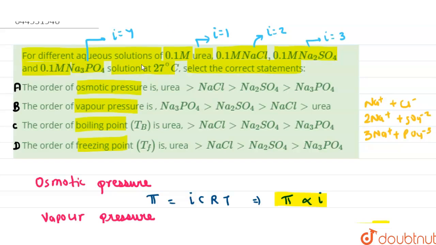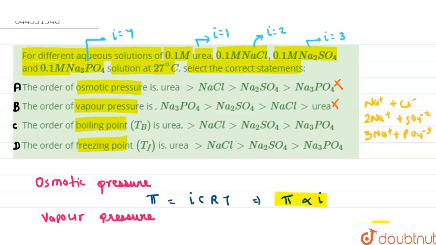If we consider the order of the osmotic pressure, then Na3PO4 has the highest osmotic pressure, followed by Na2SO4, followed by NaCl, and followed by urea. So option A is false. Option B is the order of vapor pressure. The vapor pressure order must be the inverse of the order of the van't Hoff factor. So urea must have the maximum vapor pressure, and sodium phosphate has the least vapor pressure.